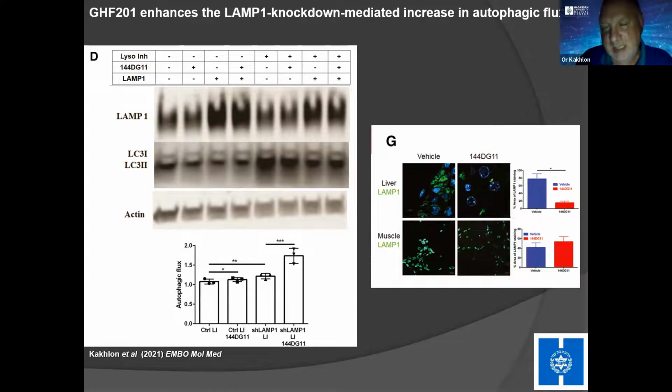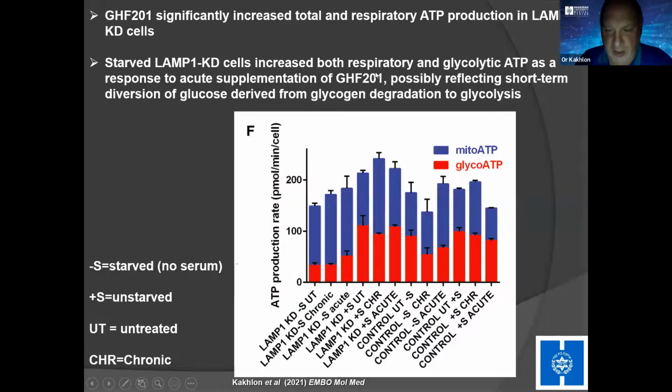Okay, so this means that the target of GHF201 is LAMP1, and the mode of action is actually inhibition of LAMP1. So when you knock down LAMP1, you get an equivalent effect. So not only was autophagy affected this way, also lysosomal function. Okay, I will get to it in a minute.